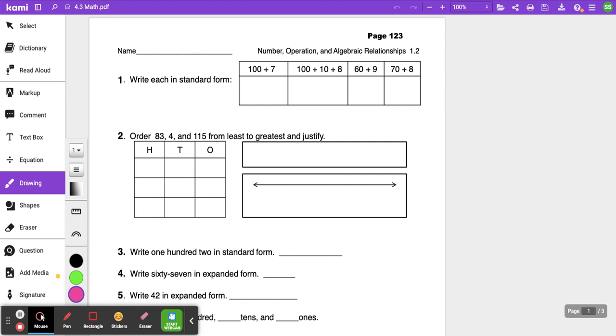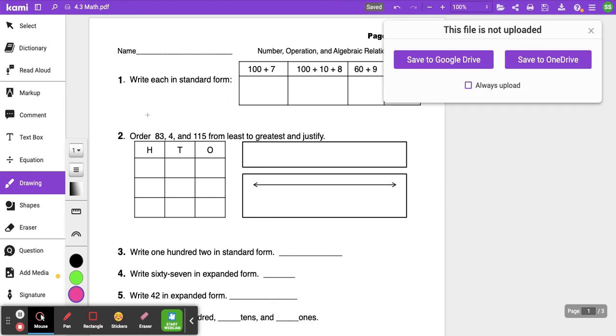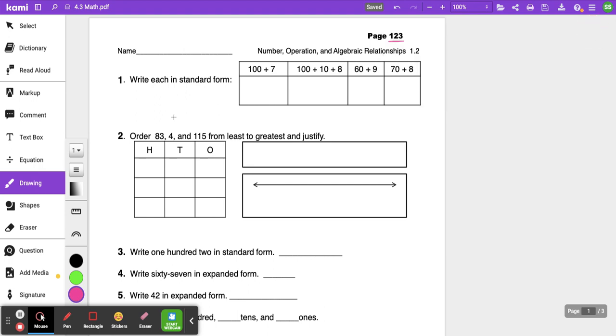Today we're going to be working on page 123. And what we're doing is we're bringing together a lot of things that we have done before. So as we're working through this, I want you to make sure that you're thinking about just what things mean, what the words mean, and going from there. So number one says, write each in standard form.